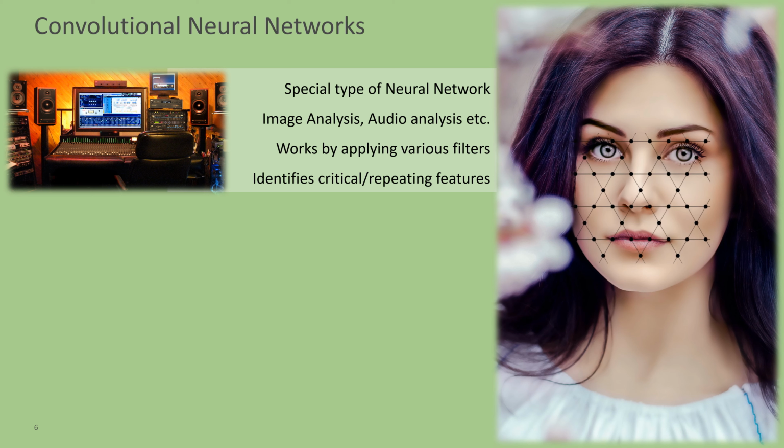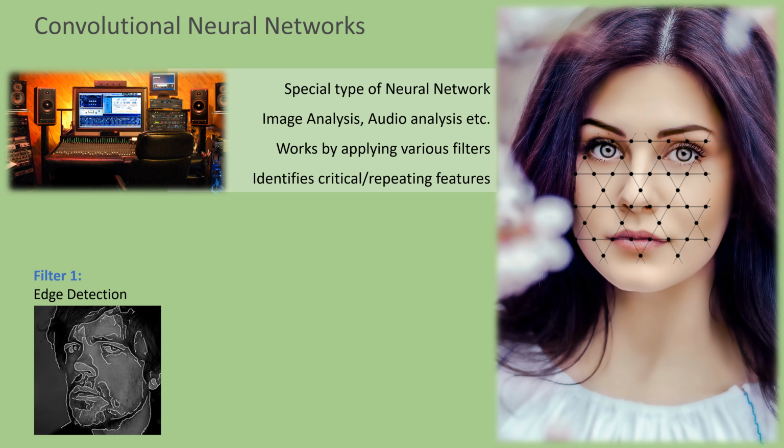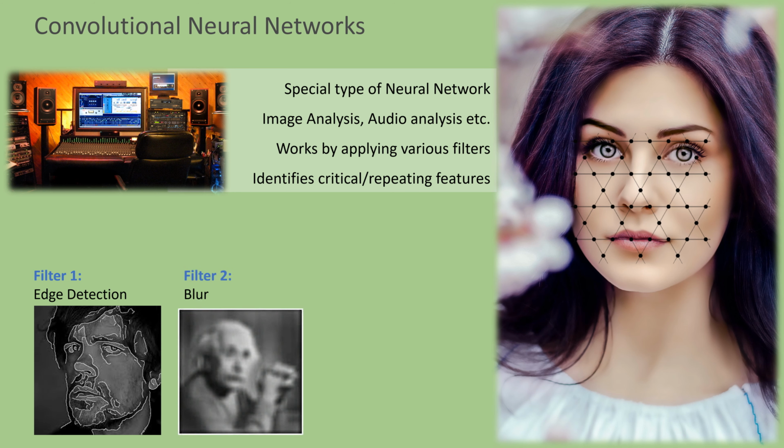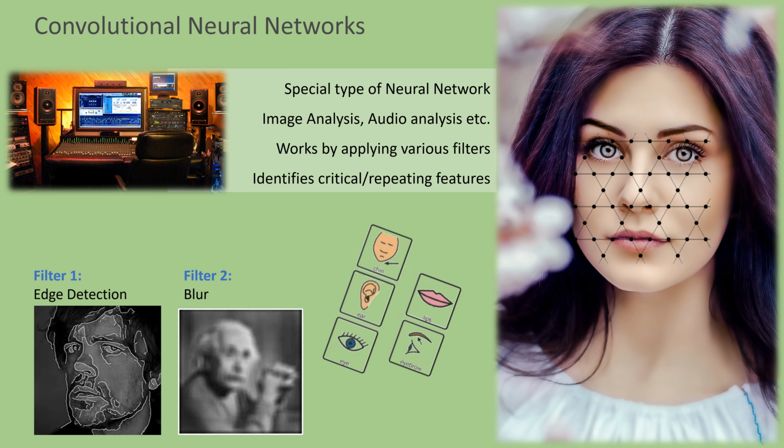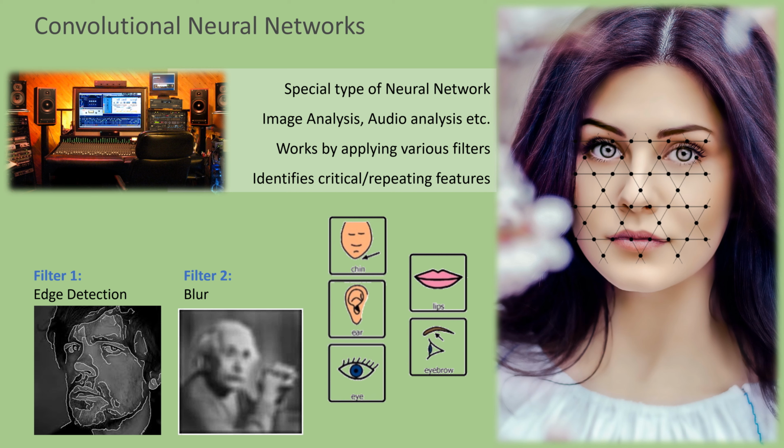When you edit images on your phone or a computer, you would have used some filters like edge detection, image blur, or sharpening, which are actually numerical calculations applied on the image. This process actually helps in identifying critical and repeating features in the data.